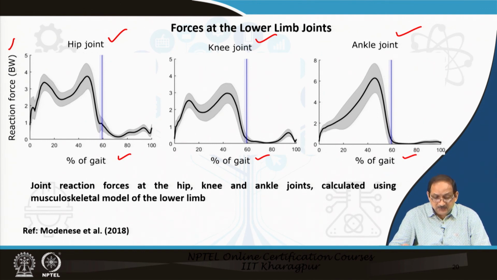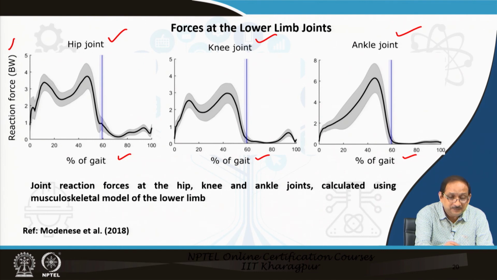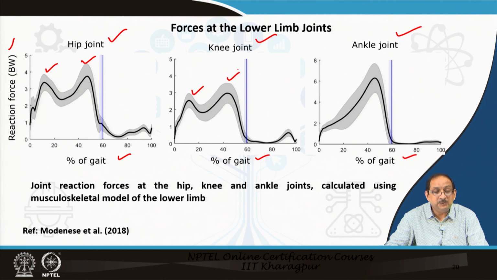Now, both the hip and knee joints exhibit two peaks. During the normal gait cycle, approximately around 15% of the gait cycle is the first peak, and the second peak occurs around 45 to 50% of the gait cycle for the hip joint and the knee joint.